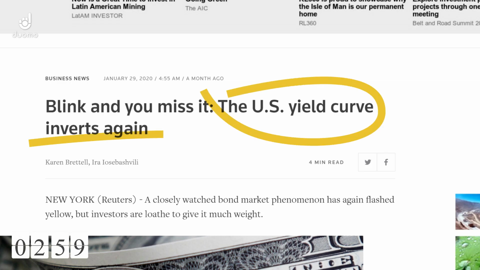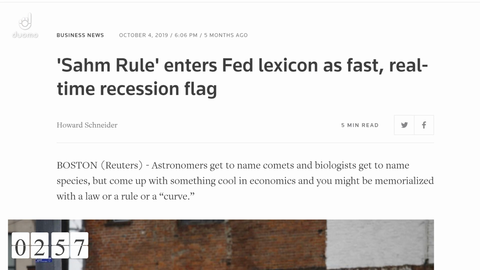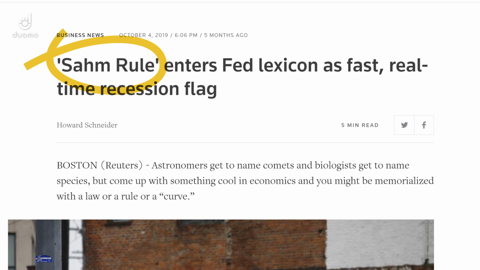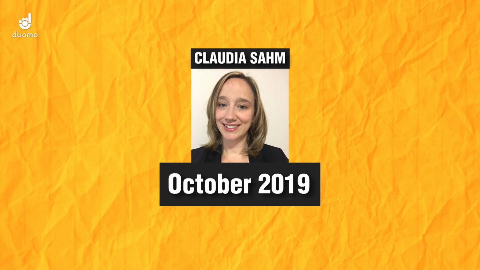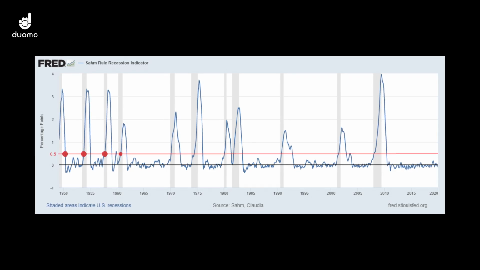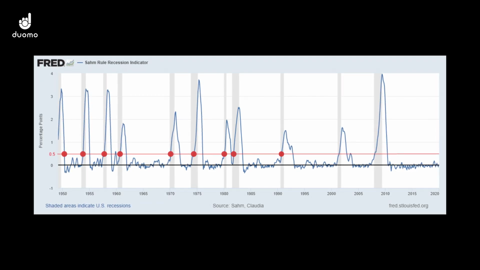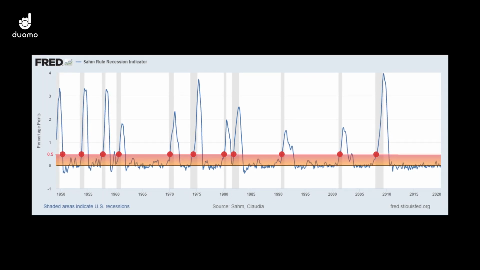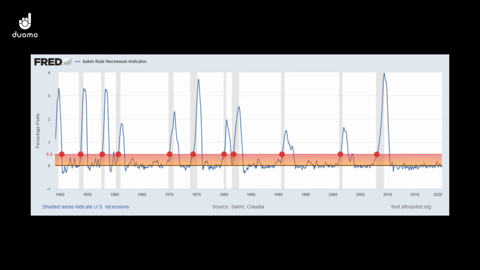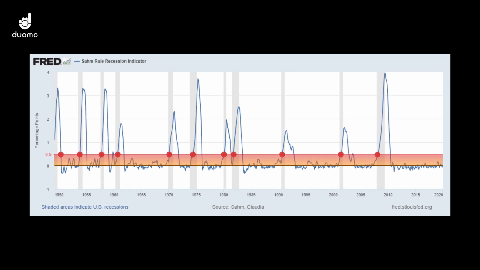Unlike inverted yield curves, this new indicator, known as the Sahm rule recession indicator, can predict a recession almost immediately. Developed in October 2019 by Claudia Sahm, a former Federal Reserve economist, the indicator will signal the possible start of a recession when the 3-month moving average of the unemployment rate rises by 0.5 percentage points or more above the low from any point in the previous 12 months.